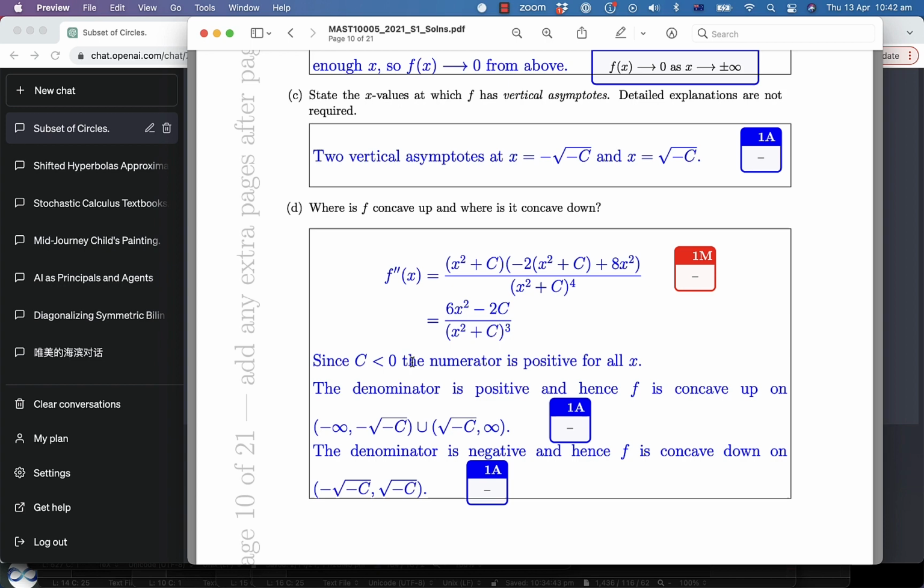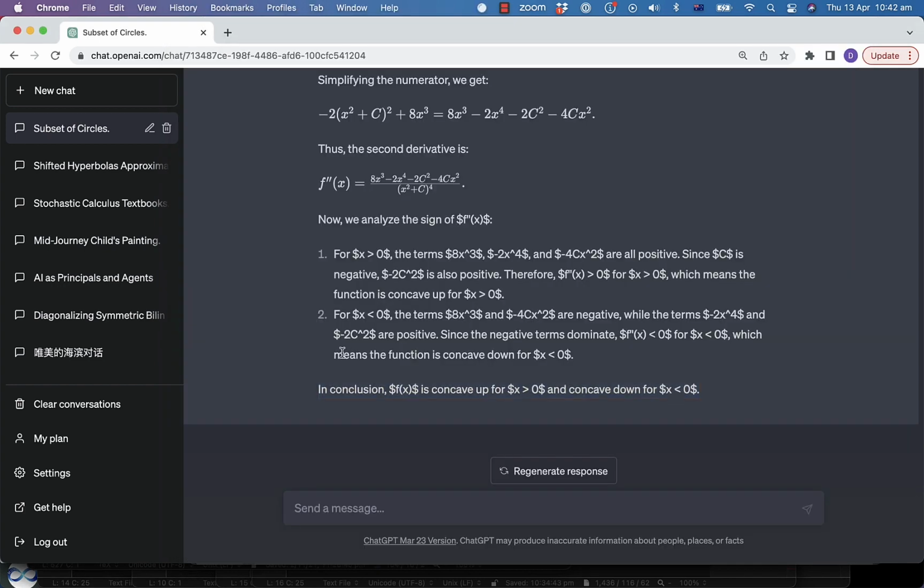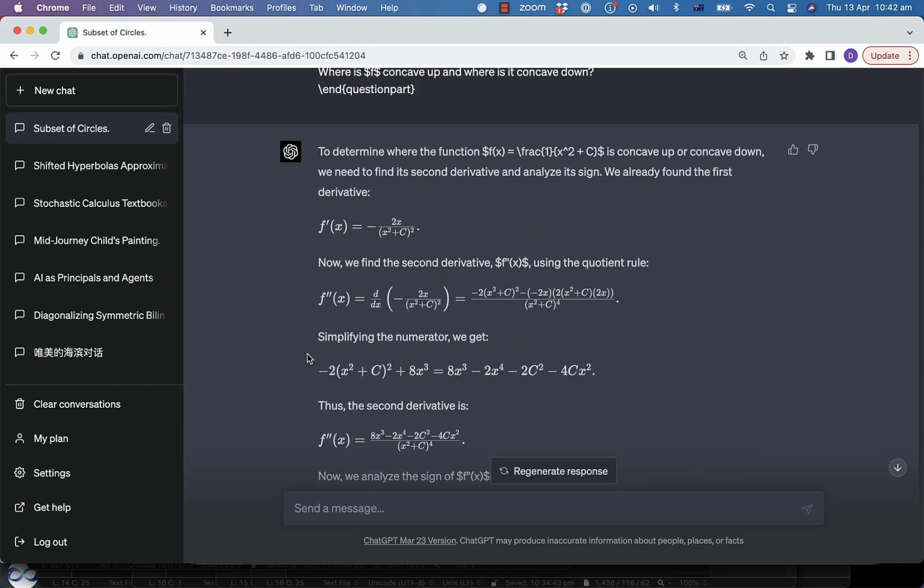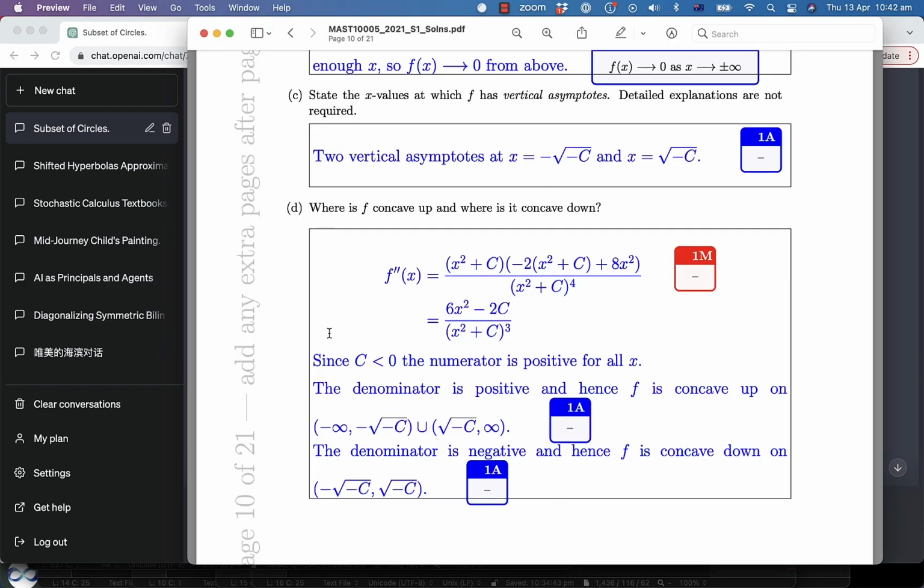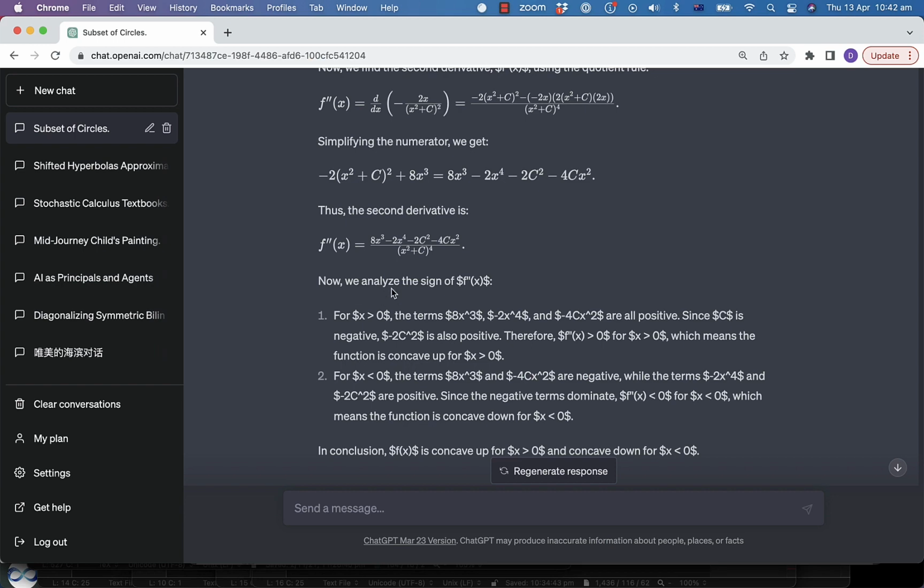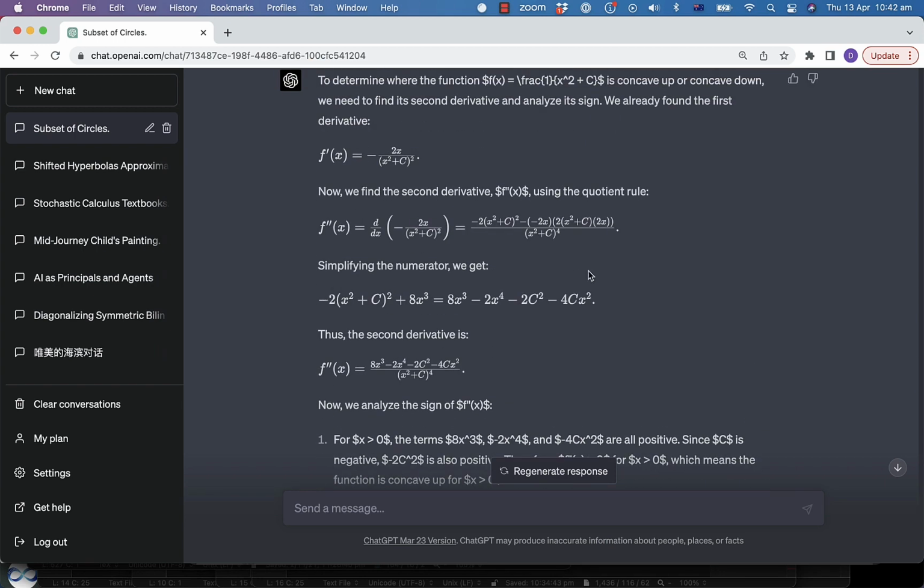Oh sorry, what is the score for this? Yeah, it hasn't gotten this correct. So let's see. What did it do with the second derivative? No, didn't simplify it right, maybe. No, it shouldn't have cubes in it. Maybe it got the derivative wrong. Let's see.